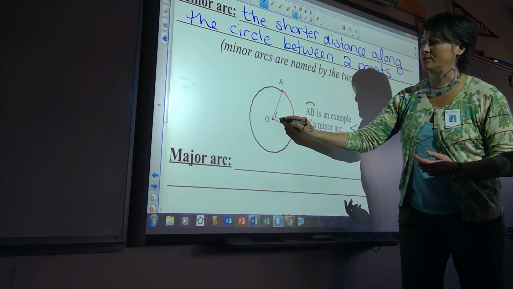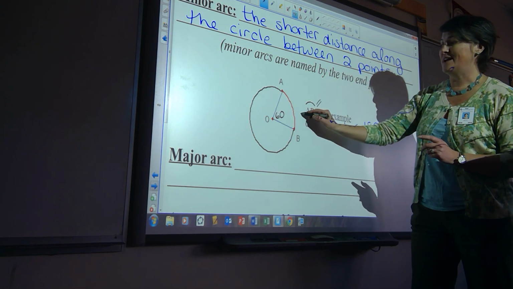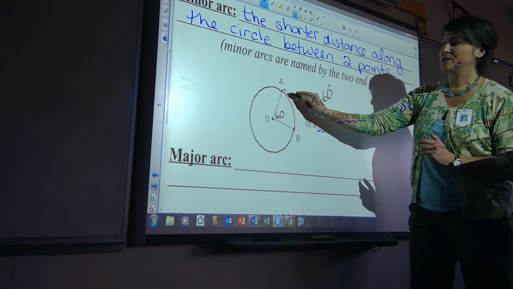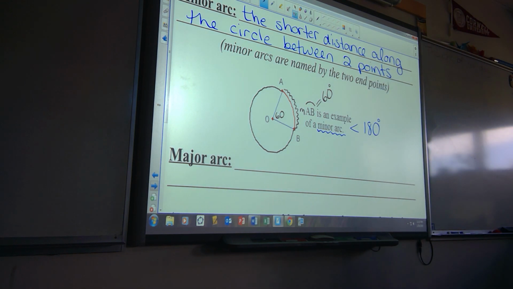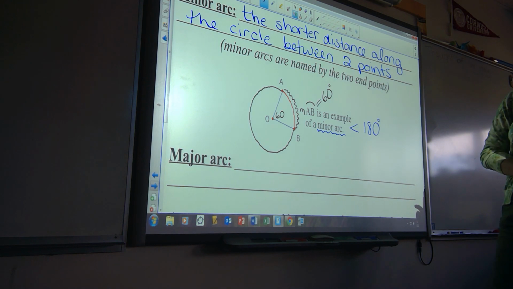So basically, if I tell you that this angle is 60 degrees, you know that the measure of AB would also be 60 degrees. So we can actually refer to this curved edge, this crust of the pizza, if you will, with degrees. We're going to say it's a 60-degree arc.